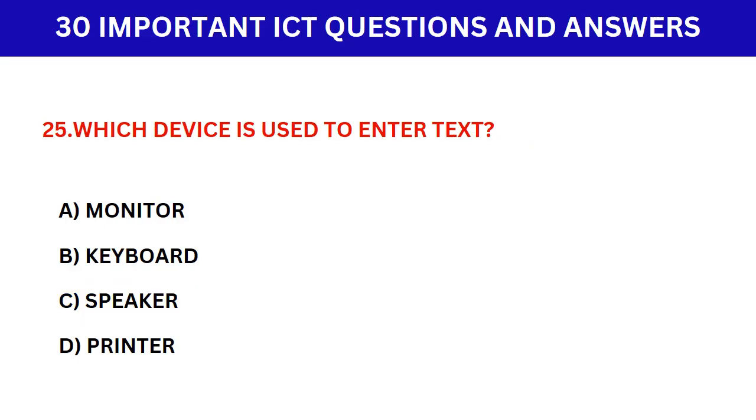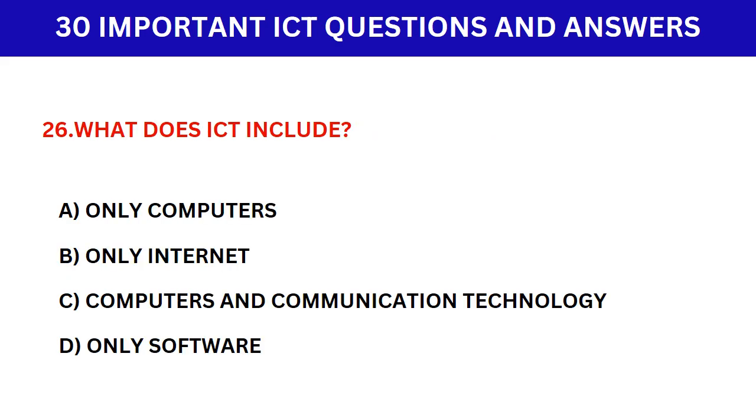Question number 25. Which device is used to enter text? Option A, monitor. Option B, keyboard. Option C, speaker. Option D, printer. The right answer is option B, keyboard. A keyboard is used to type text into the computer.